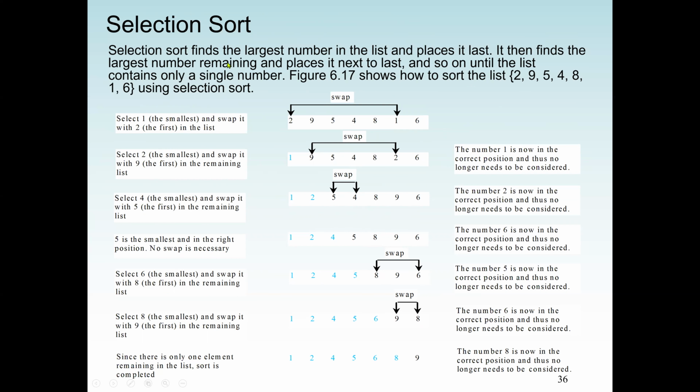So the algorithm says selection sort finds the largest number in the list and places it at last. Then it finds the largest number remaining and places it next to last, and so on until the list is fully sorted.